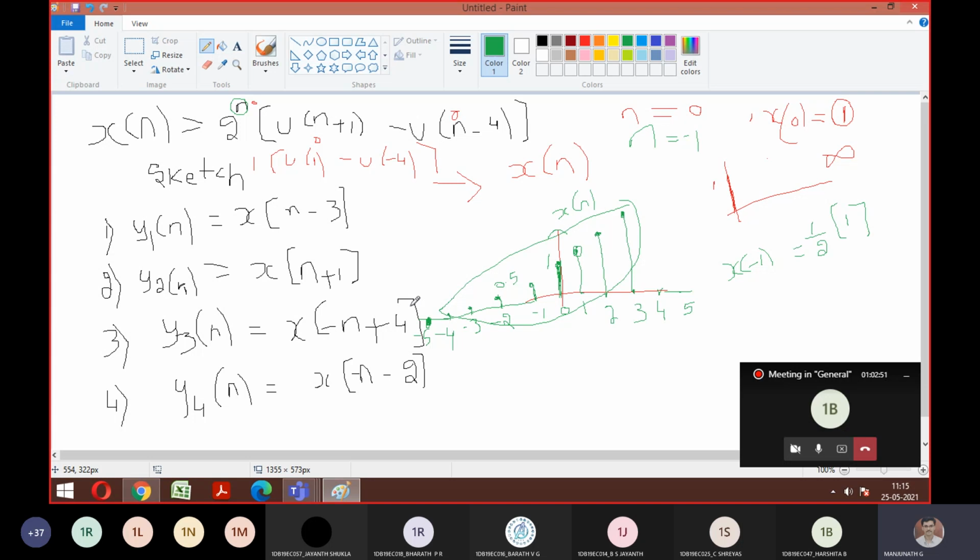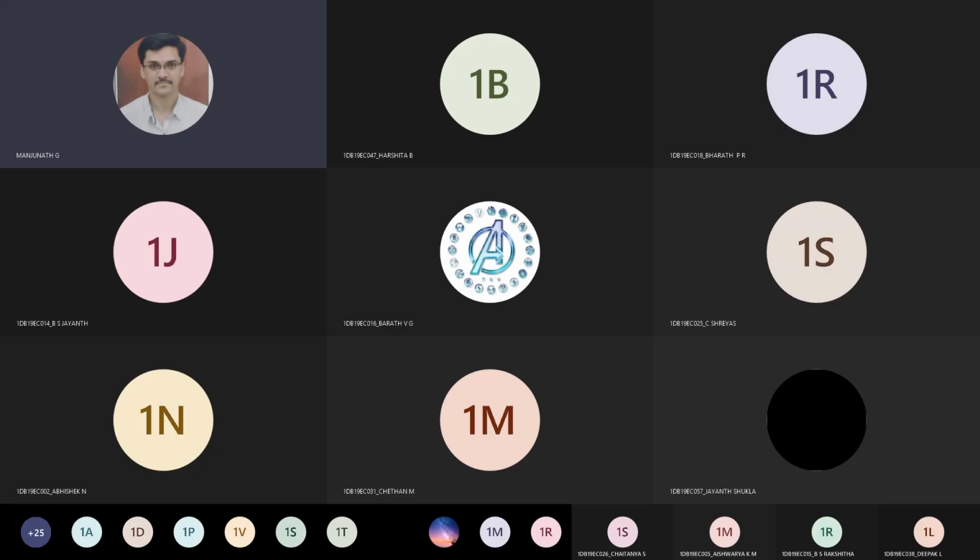So try to finish this off. I hope you have made a note and written the sketches individually as they have asked. After plotting x of n, try to plot y1, y2, y3 and y4. So just make a note of the question. Let me stop screen sharing. Have you taken that snap or will you make a note? Is it okay? So x of n minus 3, n plus 1, minus n plus 4, minus n minus 2. That will tell you how to sketch the things.